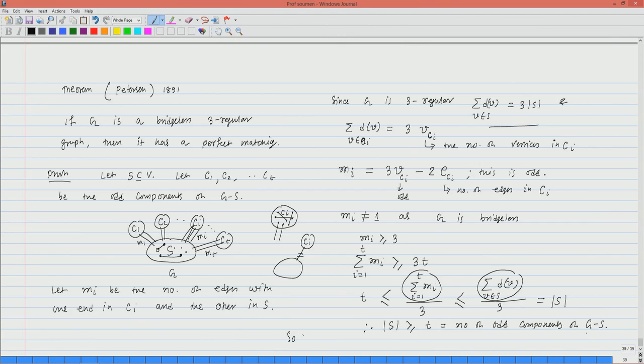So, by Tutte's theorem, G has a perfect matching. Okay. So, what we have proved just now is that if G is a bridgeless 3-regular graph, then it has a perfect matching, and we proved that Tutte's conditions are true for this graph. So, it has a perfect matching. Thank you very much.